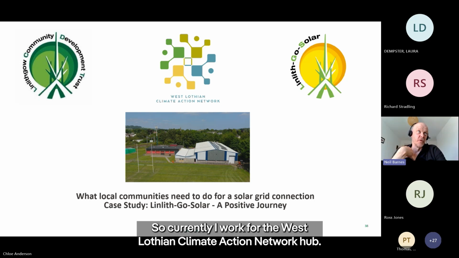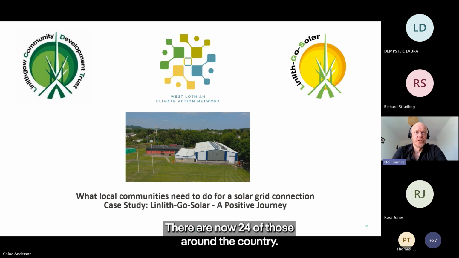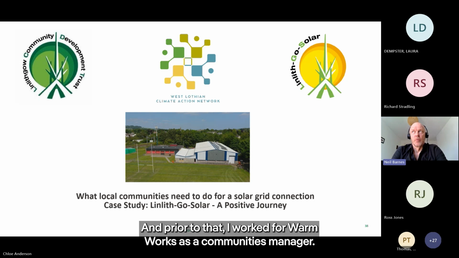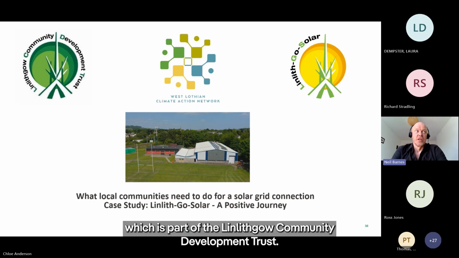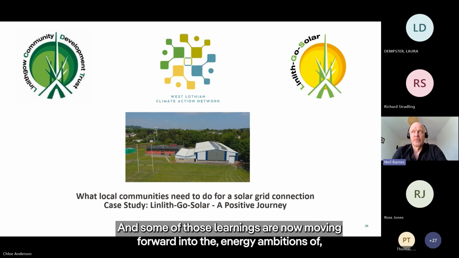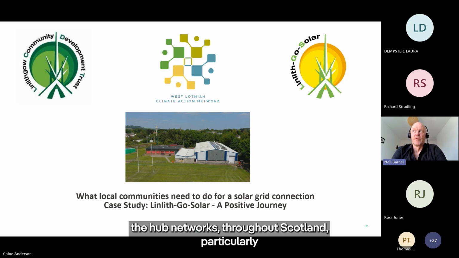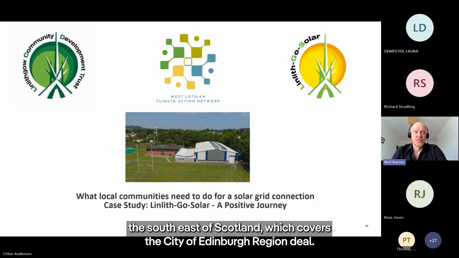So currently I work for the West Lothian Climate Action Network Hub. There are now 24 of those around the country. And prior to that, I worked for Warmworks as a communities manager, but in my free time, I was involved in helping to set up Linlithgow Solar, which is part of Linlithgow Community Development Trust, and some of those learnings are now moving forward into the energy ambitions of the hub networks throughout Scotland, particularly in the southeast of Scotland, which covers the City of Edinburgh region deal.